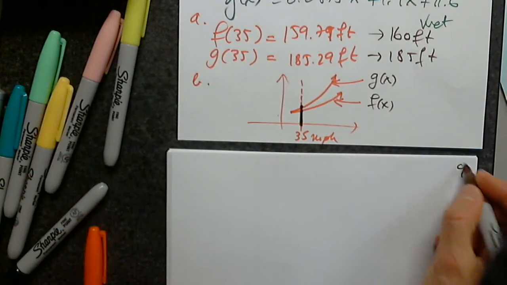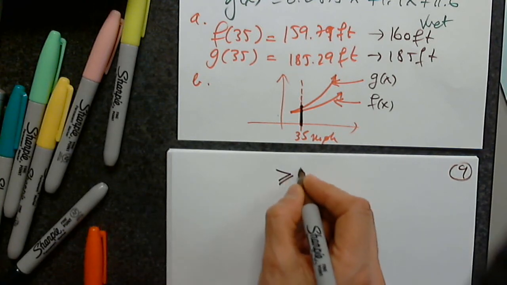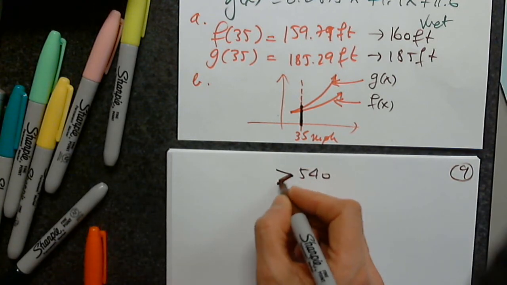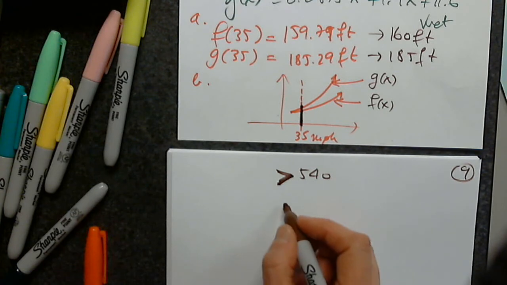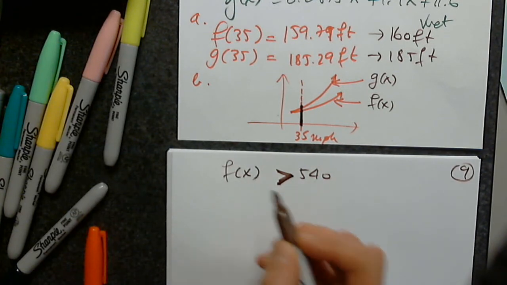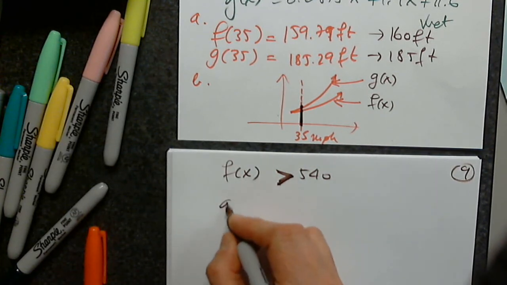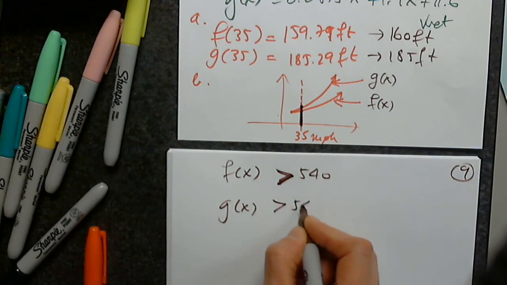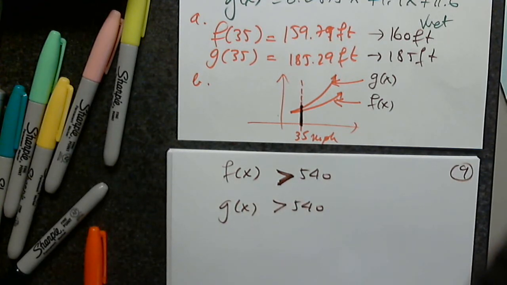If the stopping distance exceeds 540, if it says exceeds, I will not put the equal symbol. So f of x greater than 540 and g of x greater than 540 feet. Let's read it one more time. Determine speeds x, in other words, determine x on dry pavement requiring stopping distance that exceeds the length of 540 feet, round to the nearest mile.